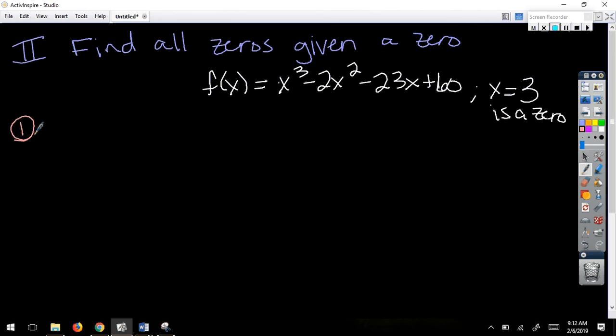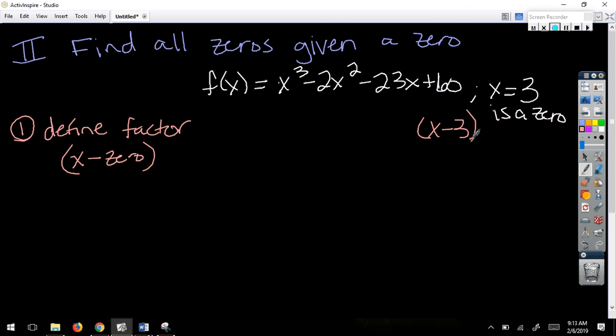So, define the factor as x minus whatever that zero is. Remember, it's the opposite sign, because when you set it equal to zero and you solve it, the sign changes, right? X plus 4, the zero is negative 4. X minus 2, the zero is positive 2. So it's the opposite sign of what's there. So here, if 3 is a zero, then what's the factor? X minus 3. And then we just solve it. And now we do the same thing we did before.